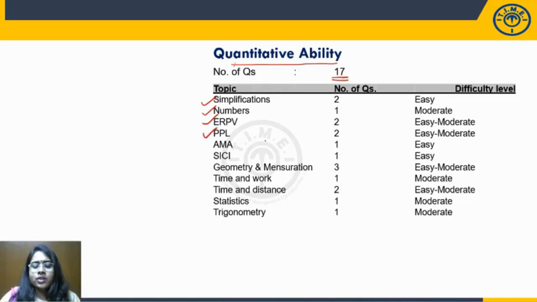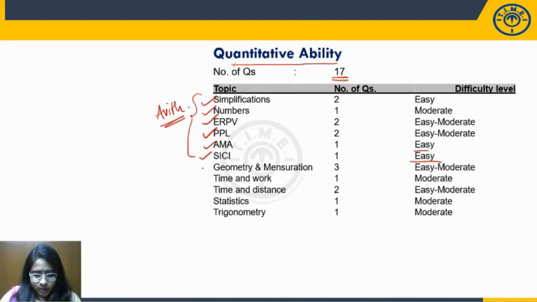There were 2 questions from percentage, profit and loss. That was also easy to moderate for you to attempt. There was 1 question from averages, mixtures and alligations. That was also easy to do. And there was 1 simple interest, compound interest type question that was easy to do. So if you look at your arithmetic section, it was an easy to do section for you, with a few moderate type of questions that appeared.